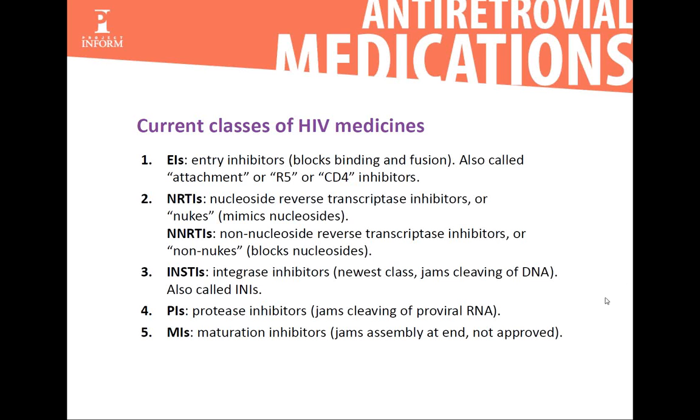So just a wrap-up from that life cycle. You have these 5 current classes of medications: entry inhibitors. Again, as I said, look for attachment inhibitors, R5, CCR5, or CD4 inhibitors as words to look for. You also look at the second class, which is nukes and non-nukes, NRTIs and NNRTIs. The third group are integrase inhibitors, and you will see this written in several different ways: integrase inhibitors, INSTIs, or INIs. Any of those will apply to integrase inhibitors. The fourth class, protease inhibitors, and then the fifth class, maturation inhibitors.